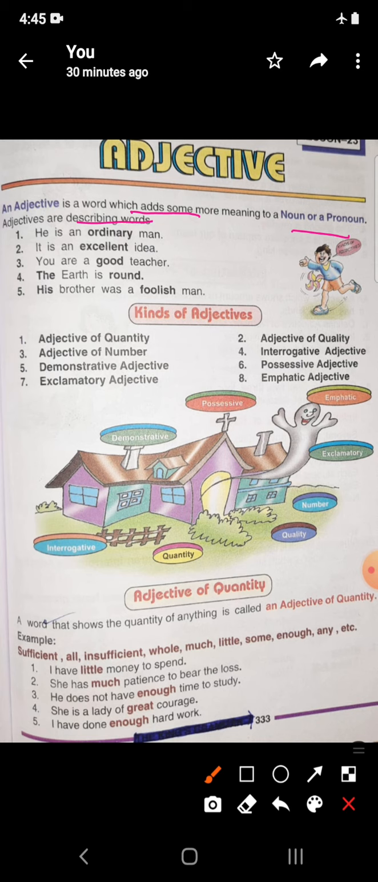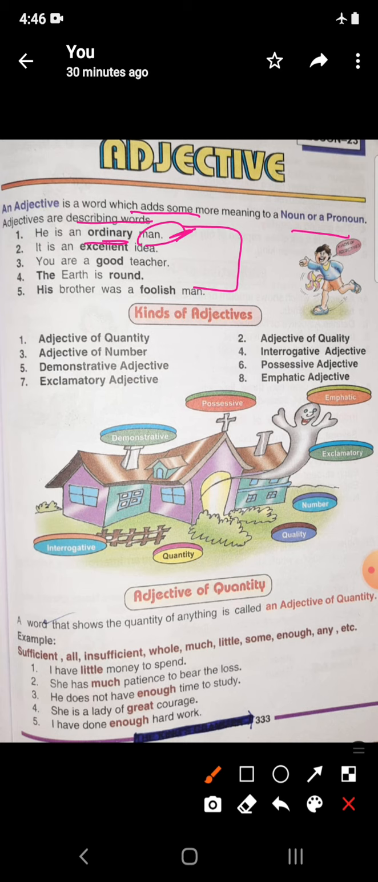So let us see in these examples which words here act as adjectives. First example is, he is an ordinary man. In this sentence, the word man is a noun, common noun. And the word ordinary here acts as an adjective. Ordinary man, he is an ordinary man, like ek aam aadmi hai. So the word ordinary adds to the meaning of this noun and it becomes an adjective.